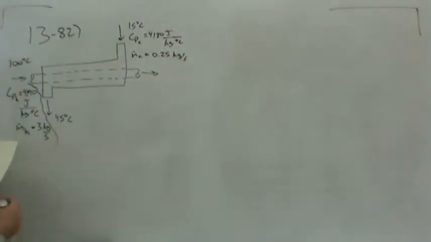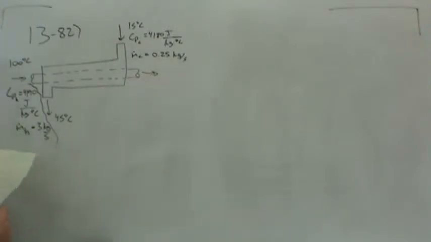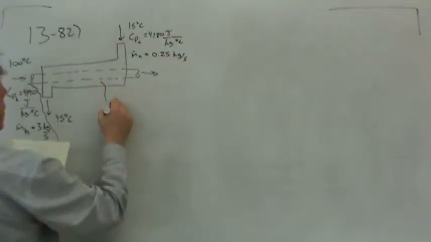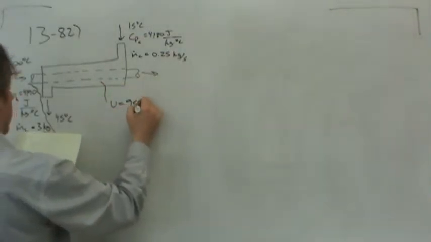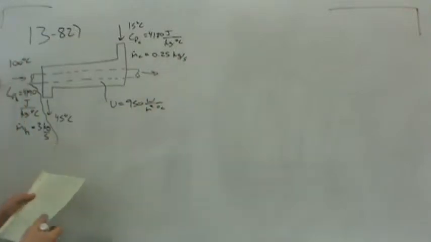And notice that we don't have the exiting temperature of the hot stream. The overall heat transfer coefficient U was given as 950 watts per square meter per degree Celsius.